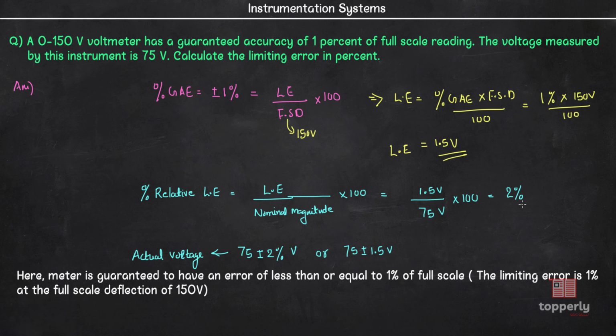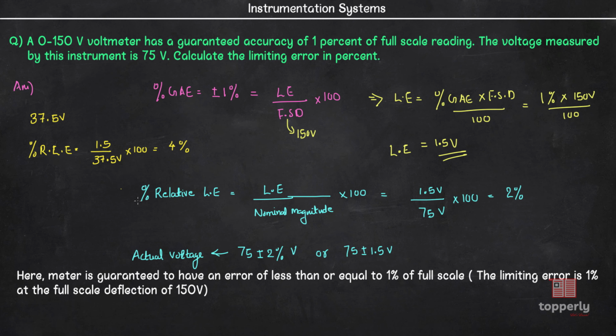You can also see that if the meter reads 37.5 volts, then the percentage relative limiting error will be 1.5 by 37.5 volt into 100, which will be 4%. So we can infer that percentage relative limiting error will be greater if a smaller voltage is measured.